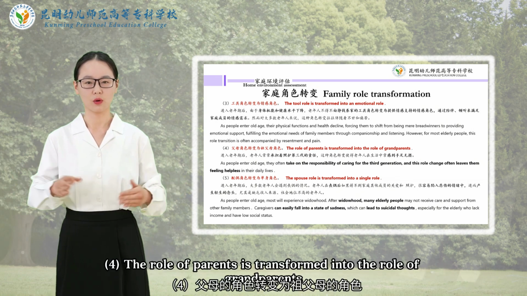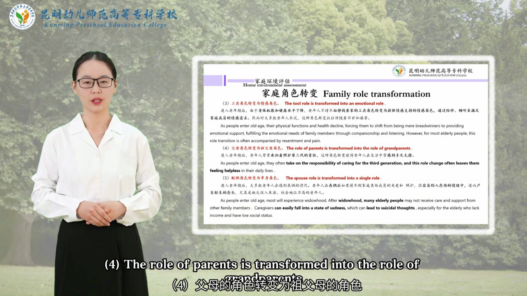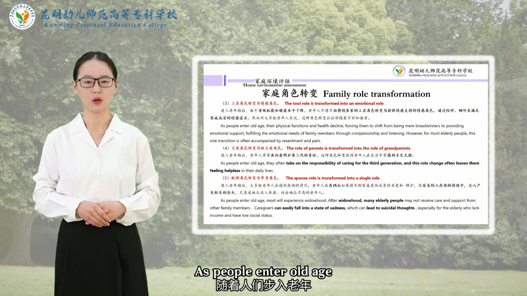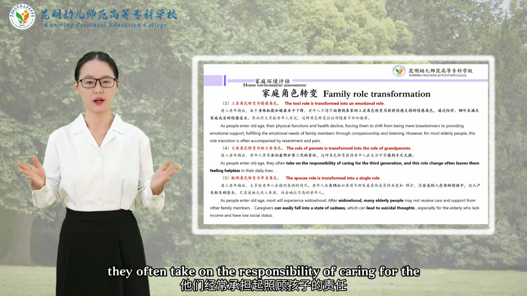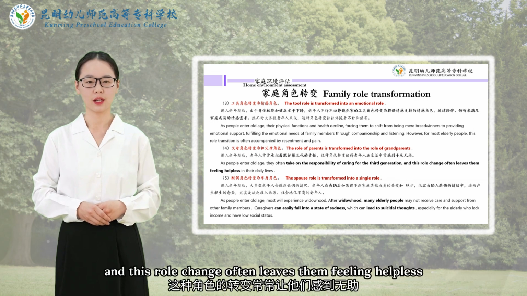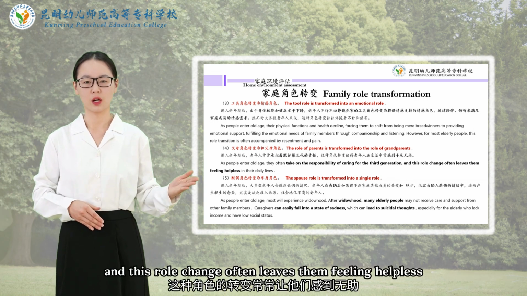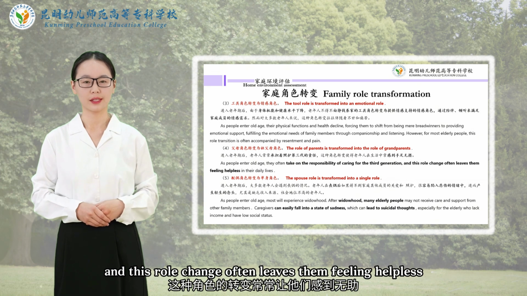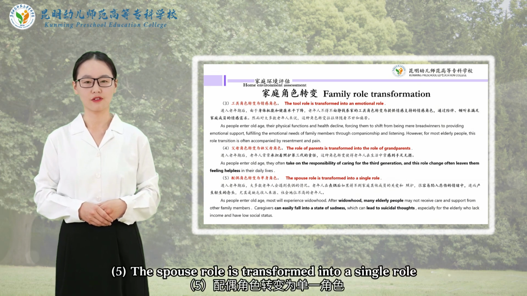4. The role of parents is transformed into the role of grandparents. As people enter old age, they often take on the responsibility of caring for the third generation, and this role change often leaves them feeling helpless in their daily lives. 5. The spouse role is transformed into a single role.